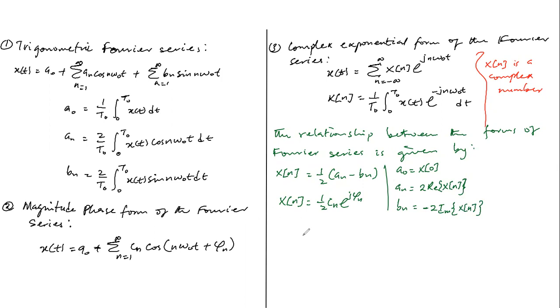And also cn is given by the square root of an squared plus bn squared. And phi, because here we have the plus sign, is going to be minus tan inverse of bn over an. So should this be negative, then we don't need this negative sign.